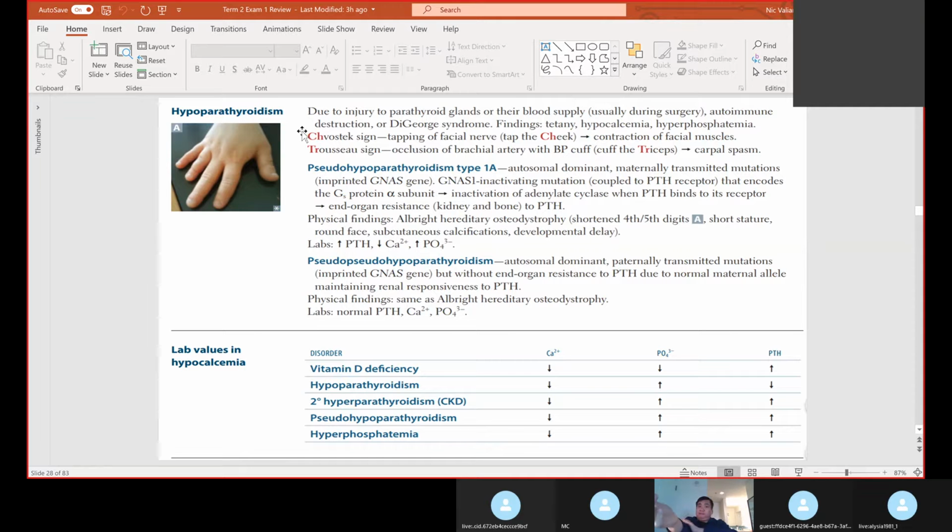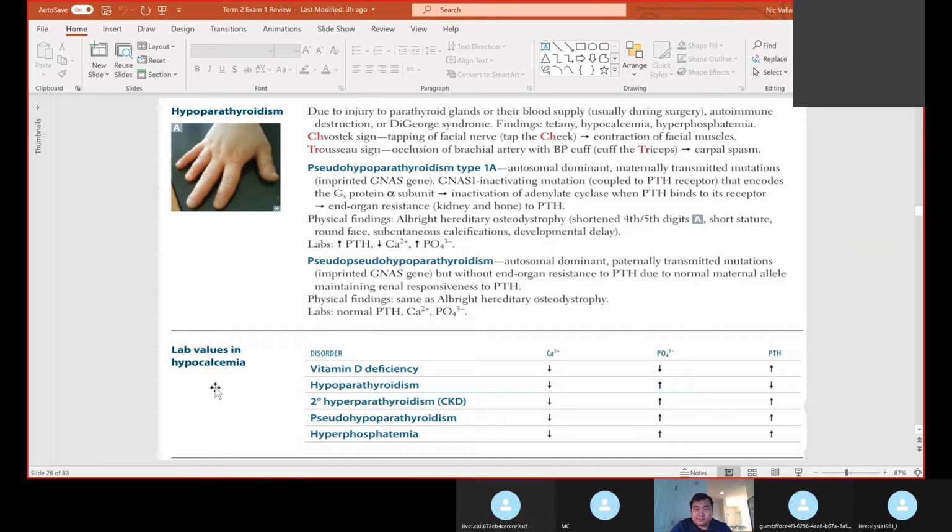If you inflate the blood pressure cuff, you are occluding the brachial artery, and you see spasm, carpopedal spasm of the hands. That's your Trousseau sign. That's an OSCE thing.